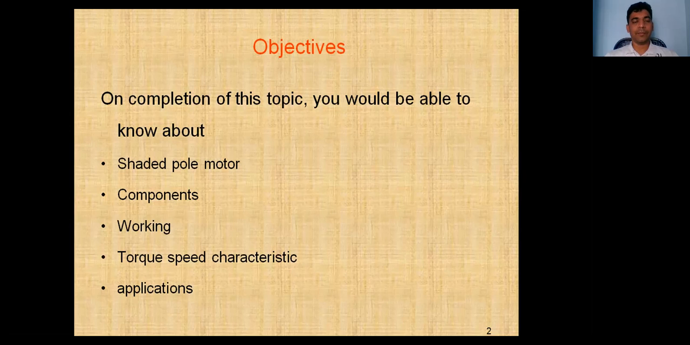We have already seen that the capacitor start motor has high starting torque, the permanent capacitor motor has high power factor, and the capacitor start capacitor run motor has constant torque characteristics. These all we had discussed in previous classes.